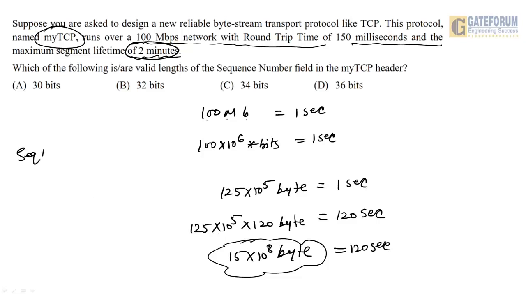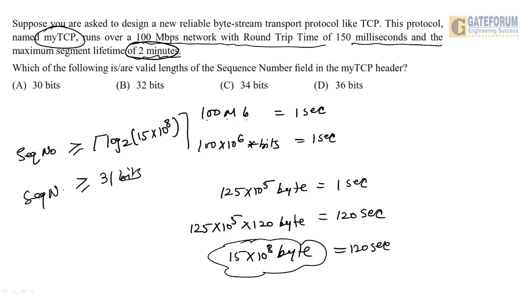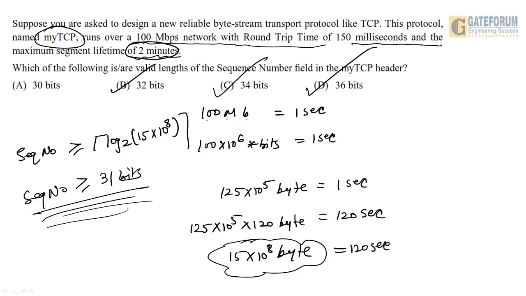The sequence number should be greater than or equal to log base 2 of that specific value. So on taking the log of this, it is equivalent to 31 bits. So the sequence number should be greater than or equal to 31 bits. So 32 is possible, 34 is also possible, and 36 is also possible. We can go with these three options: 32, 34, 36, all are correct. So BCD is the correct answer for this particular question.